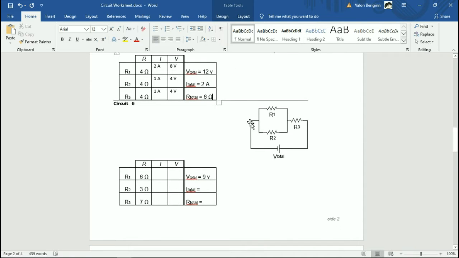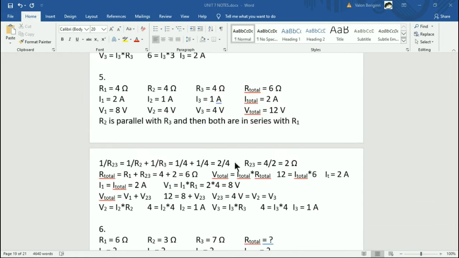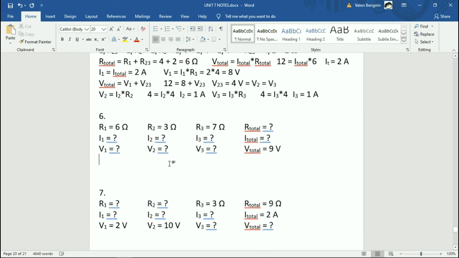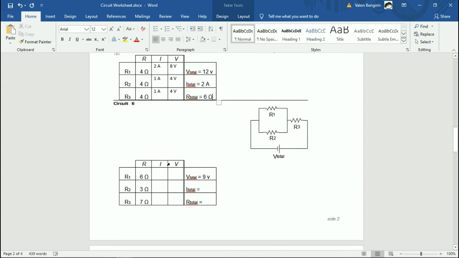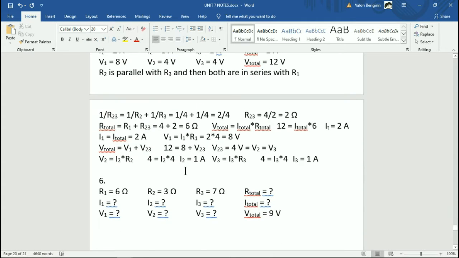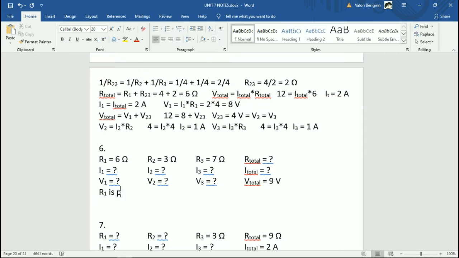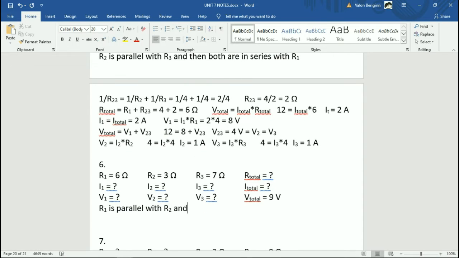Next one up. Very similar situation here, slightly different though. First of all, the numbers are not the same, but we have R1 and R2 parallel. So R1 is parallel with R2, and then both are in series with R3. So again, R1 and R2 together are parallel.